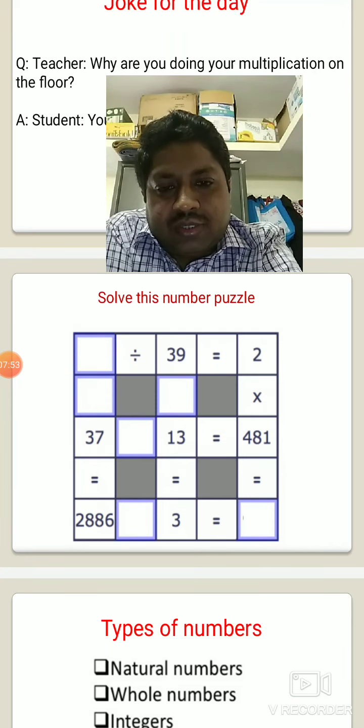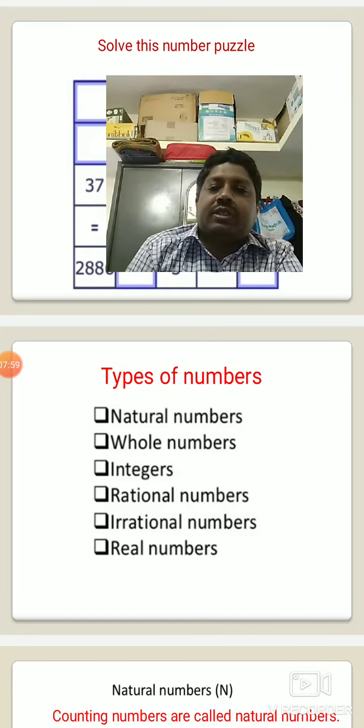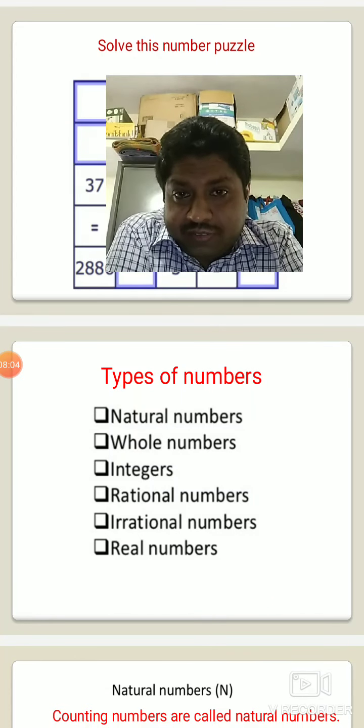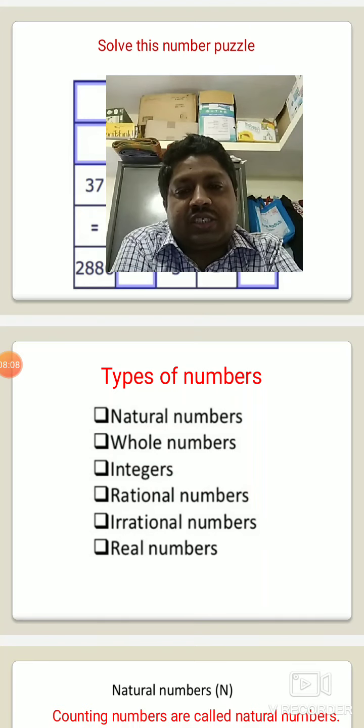Solve this puzzle. We'll move to the next topic. See, types of numbers. What types of numbers have you learnt in your class 8th and 9th? See: natural numbers, whole numbers, integers, rational numbers, irrational numbers, real numbers. Isn't it?